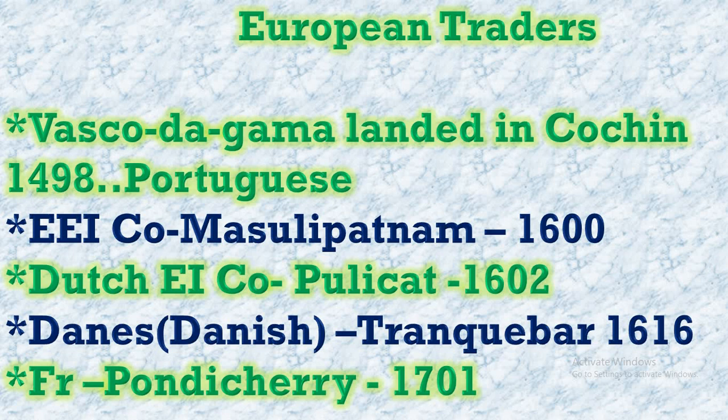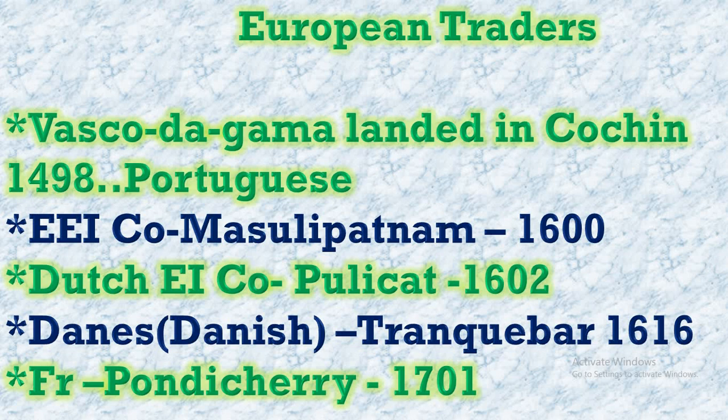The third European traders were the Dutch East India Company. They started in Pulicat, which was their headquarters, in 1602. The Danes, the Danish people, had their headquarters at Strakubar in 1616. The final entry of European traders were the French people. Even now, Pondicherry is considered a French quarter. This was their headquarters. They made their entry in 1701.